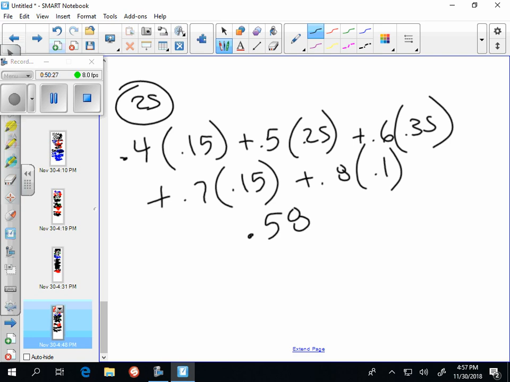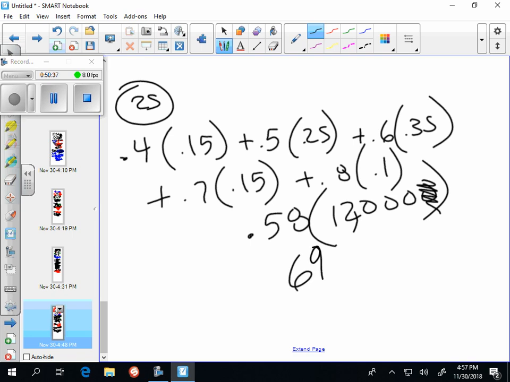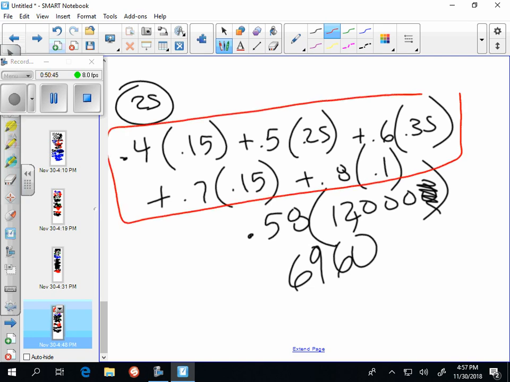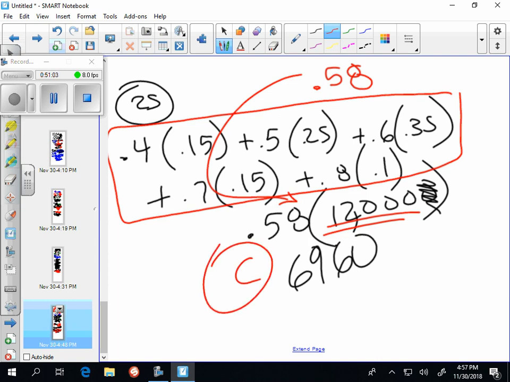Now, it's 58% of what? 58% of those 12,000 seats. And that turns out to be 6,960. Remember, when you add up all of this, you'll end up with 0.58. You're not done then. You still need to multiply that 58% by the total number of stadium seats. So 58% of 12,000 gave me 6,960 seats, or choice C.